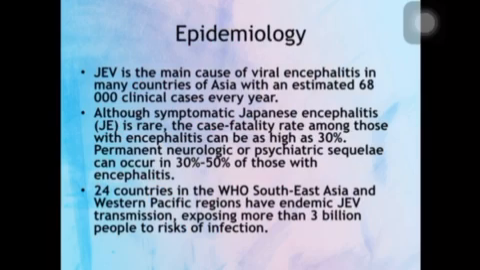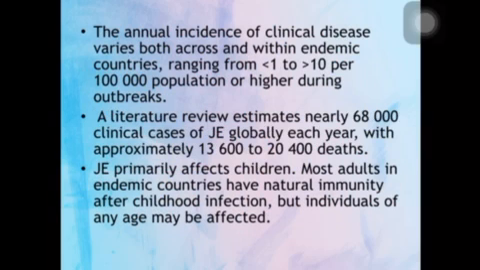24 countries in the WHO Southeast Asia and Western Pacific regions have endemic JEV transmission, exposing more than 3 billion people to risk of infection. Annual incidence of clinical disease varies both across and within endemic countries, ranging from 1 to 10 per 100,000 population or higher during outbreaks. A literature review estimates nearly 68,000 clinical cases of JE globally each year, with approximately 13,600 to 20,400 deaths. JE primarily affects children.